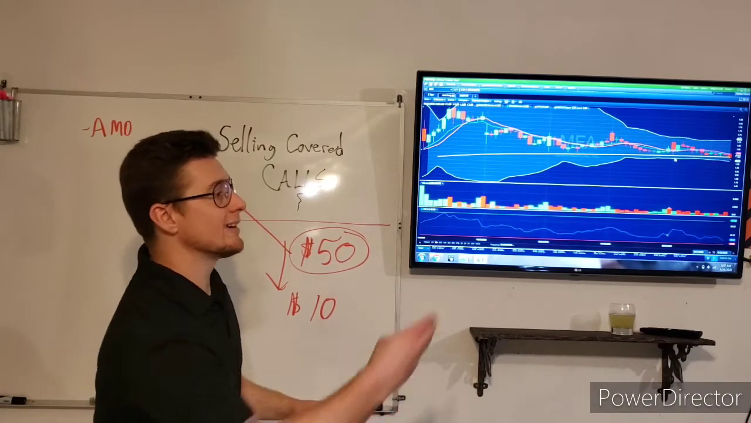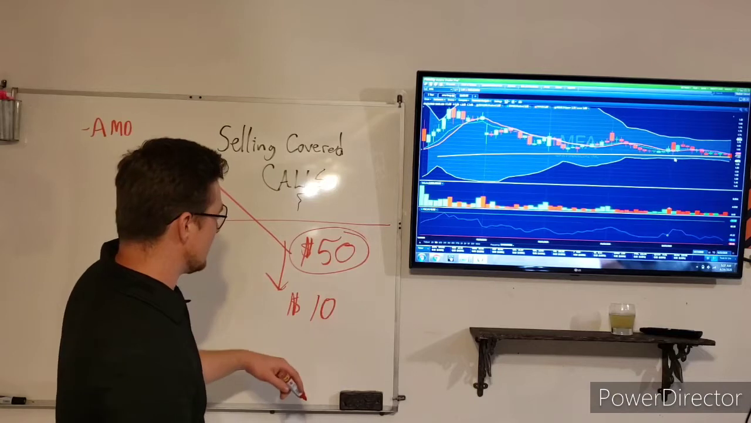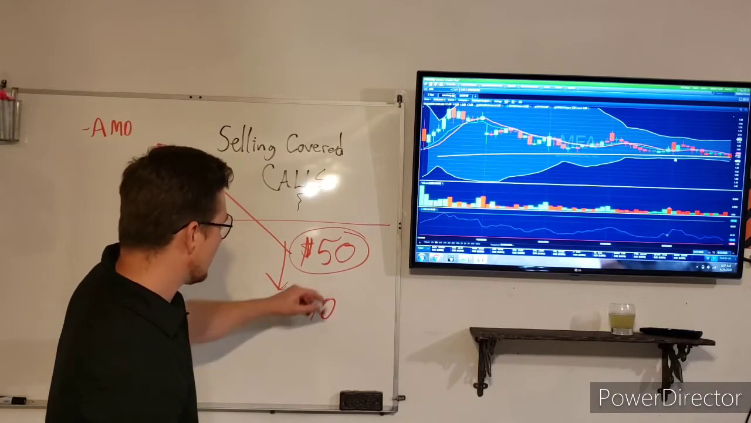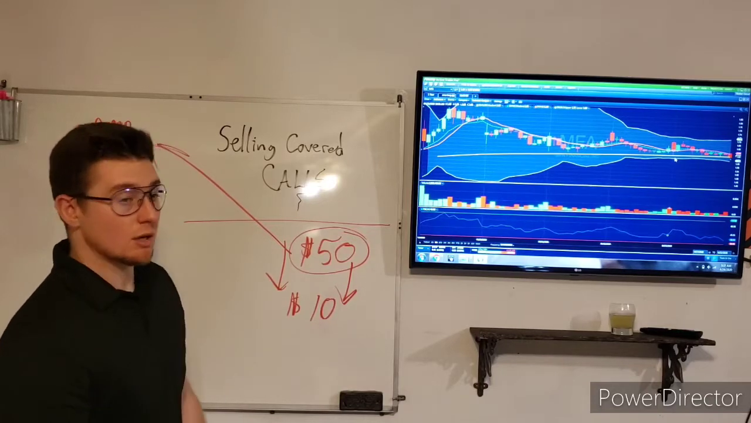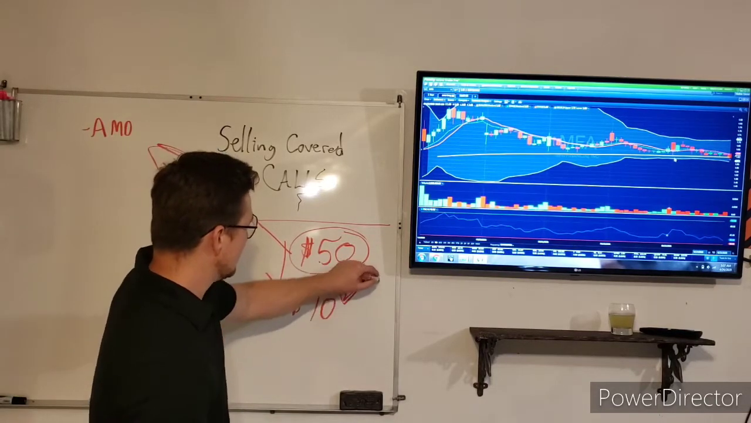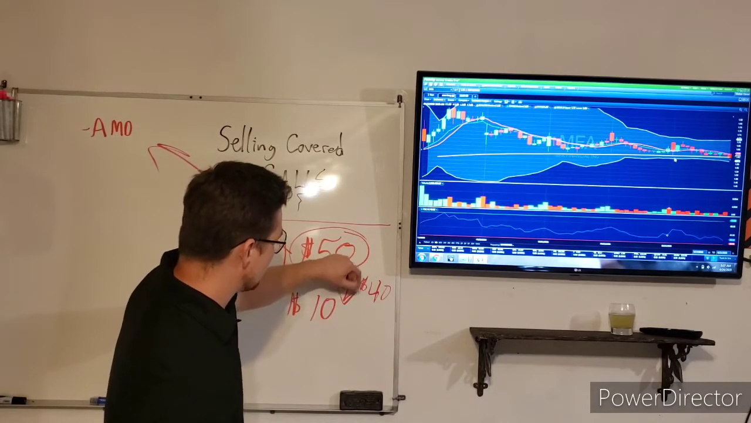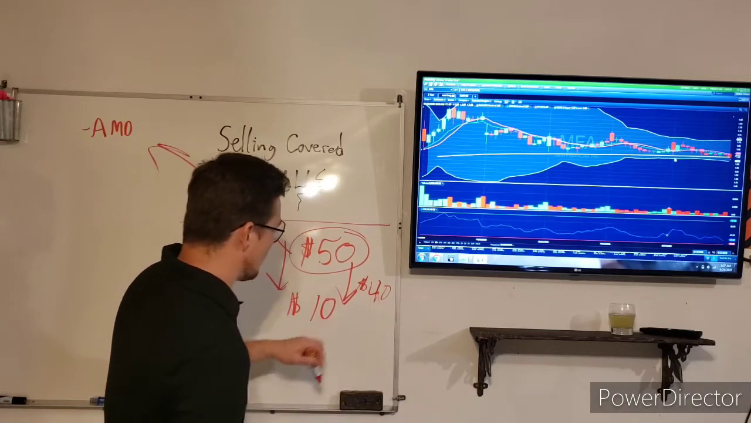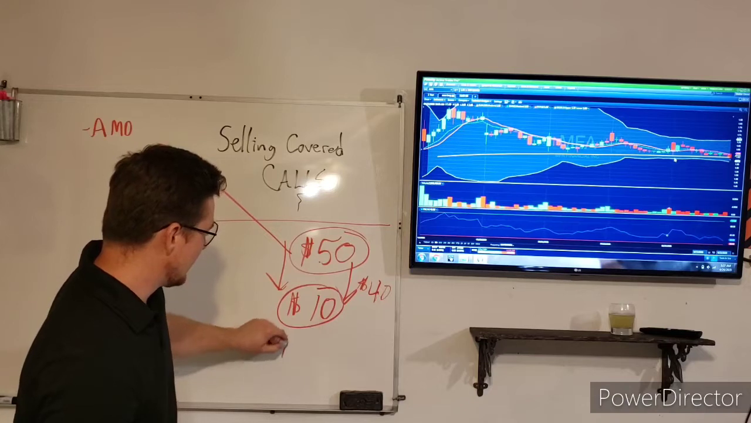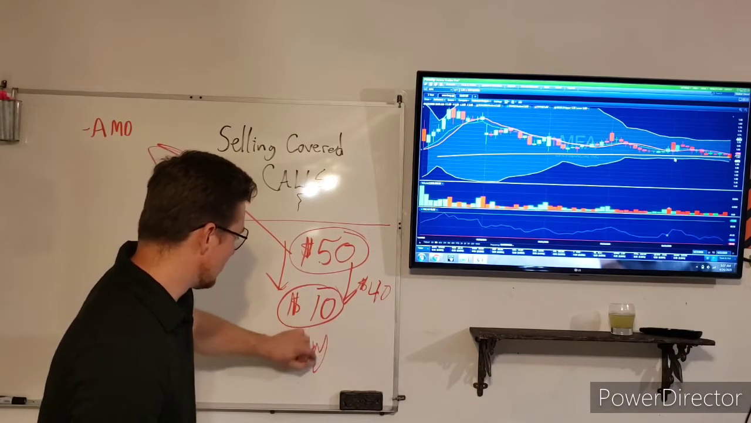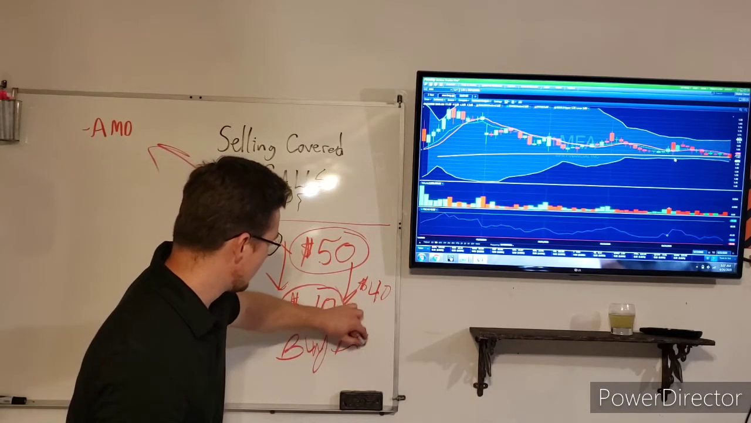Well, what if you don't want to wait until the end just to claim this extra $20? So now the premium is only worth $10. Well, if you're still holding that cash, you just made a $40 profit. How do we do that? You're going to buy this contract back at $10.